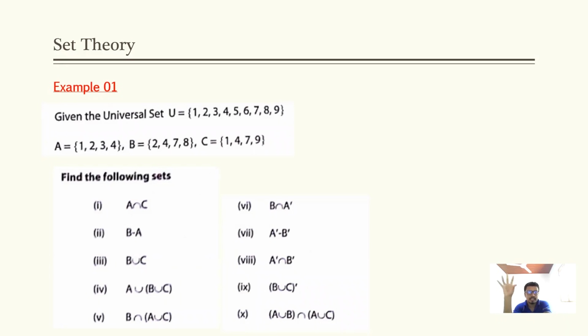So draw the Venn diagram. This is set A, this is set B, these are the elements in set C. And then determine these required sets. First one is A intersection C. What should be the elements there? If it is B minus A, what should be the elements? You do it first and upload your answers to the Padlet link.